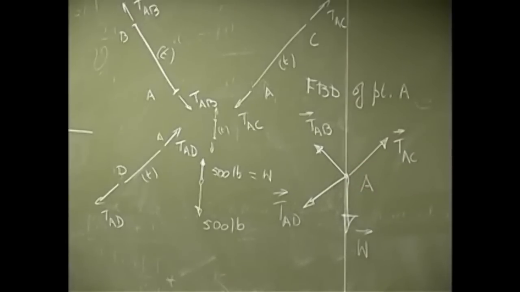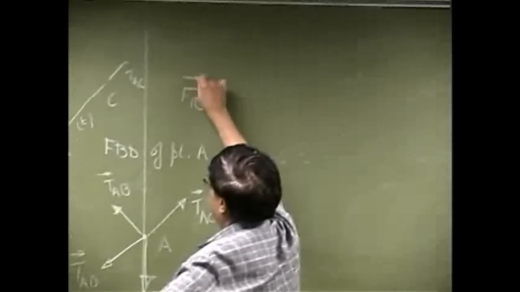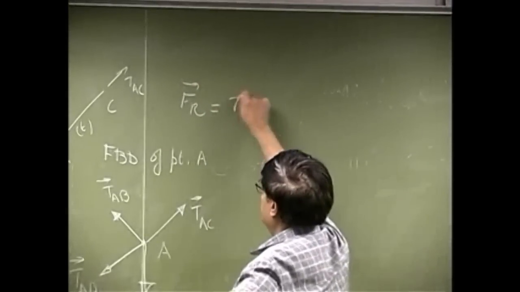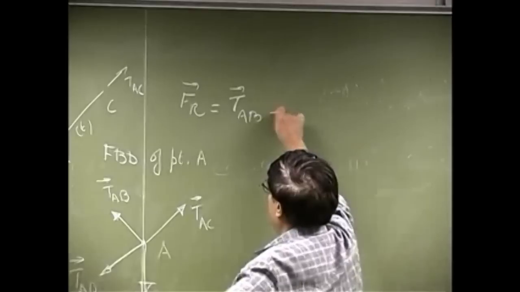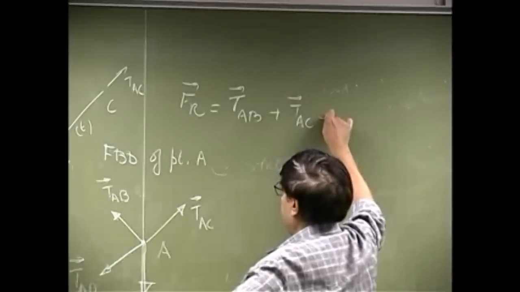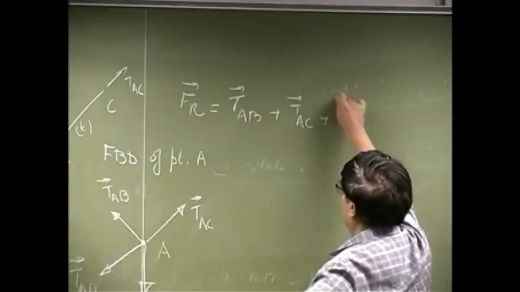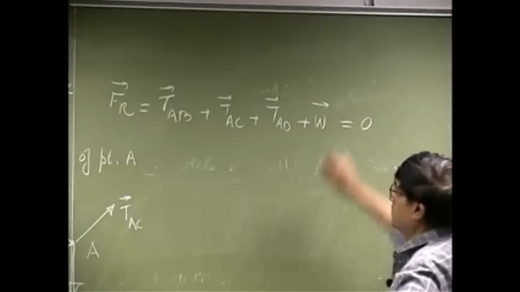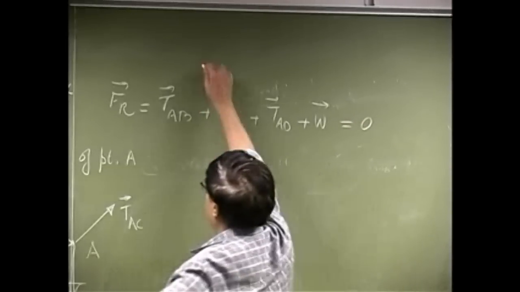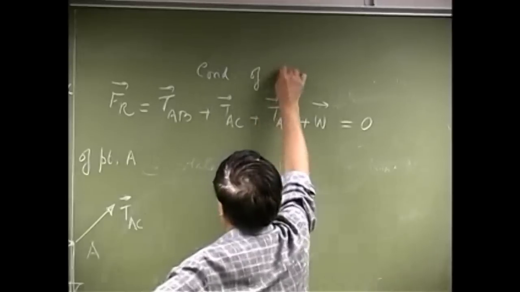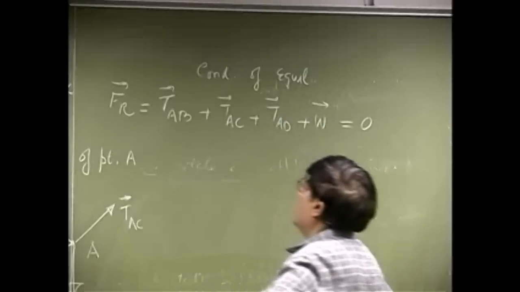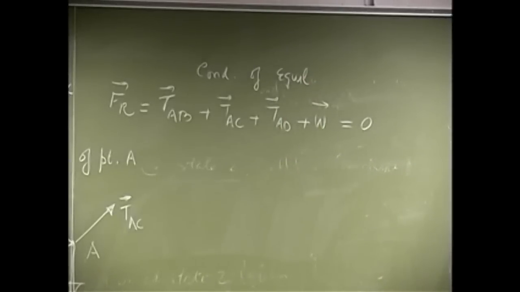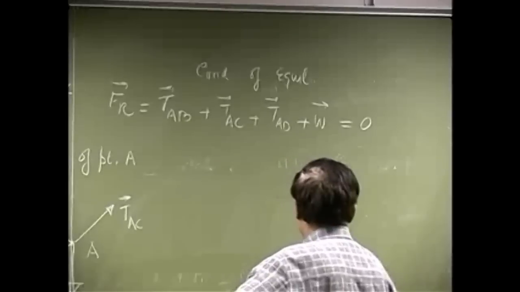And if the point A was in equilibrium, then I could write the resultant force as PAB plus PAC plus PAD plus the force W. It should all add up to zero. And that's what becomes the condition of equilibrium. So that's the equation we need to work with, and you need to write every force in vector form.